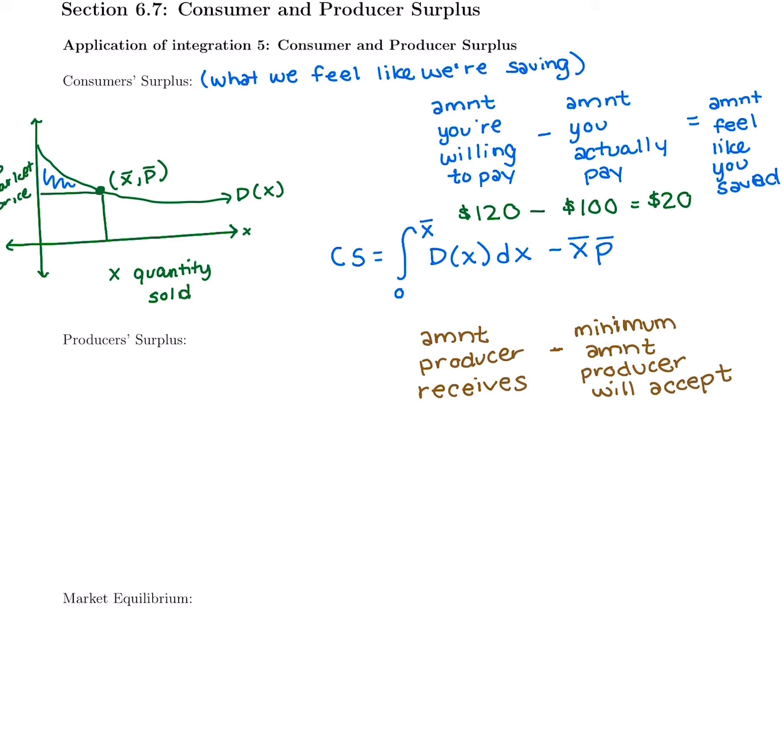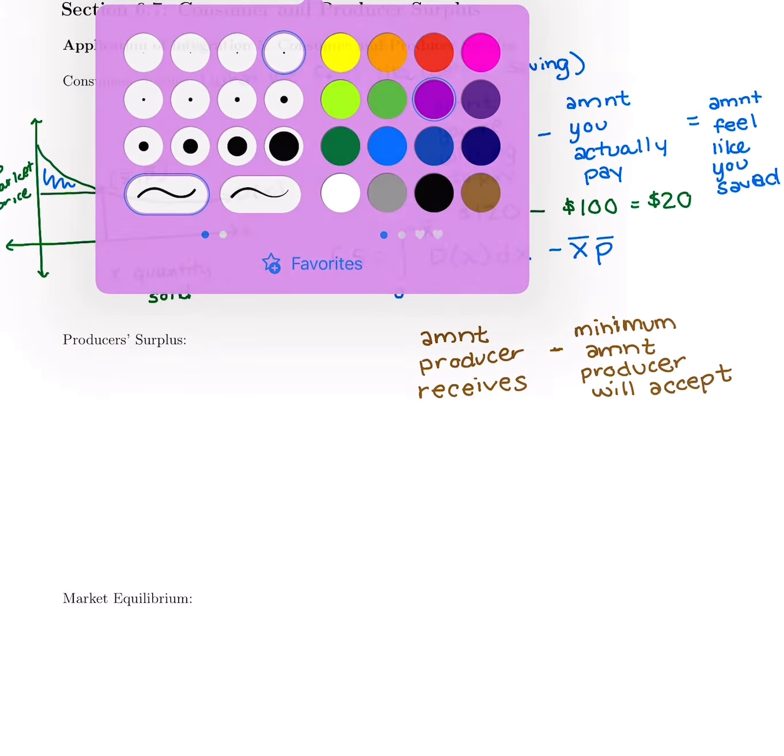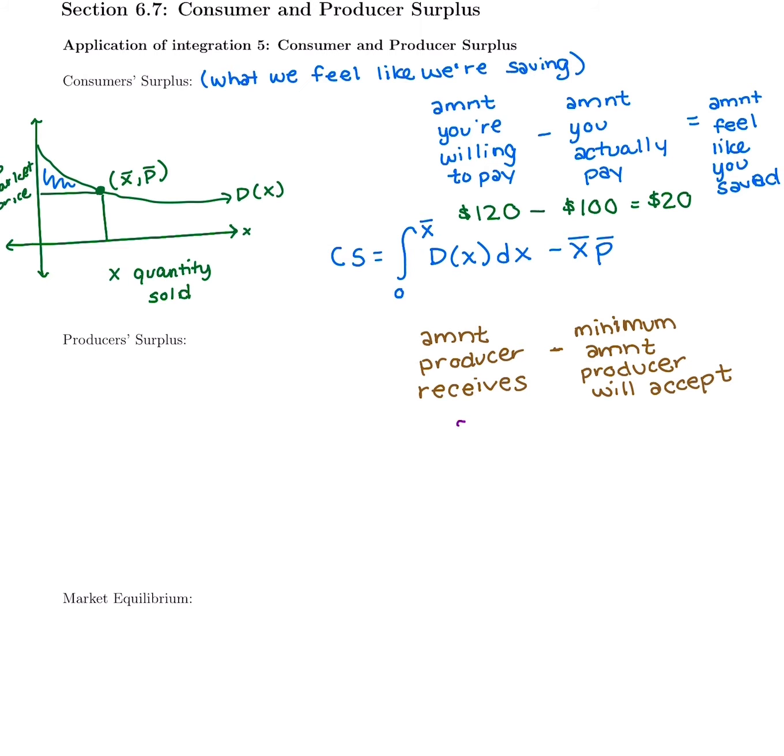So I'm over here feeling good, feeling like I saved $20, but then when they look at their charts, they're like, hey, you know what, we just got $100 for selling this pair of workout shoes, and the minimum amount that we would have been willing to receive for those shoes is $60. So they're still sitting pretty.